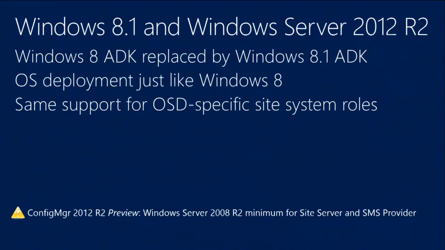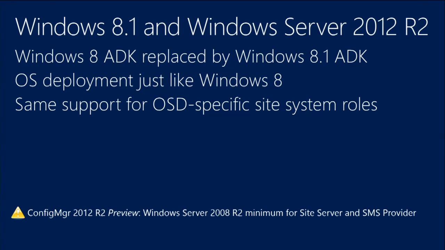Really, with respect to OSD, the big add here is support for Windows 8.1 Preview and Windows Server 2012 R2. In very much the same way as Jason talked about earlier, with SP1 adding support for Windows 8 and the Windows 8 ADK. With R2, we're adding support for 8.1 and the 8.1 ADK. So we are replacing that version of the ADK. As Jason mentioned earlier, that's very closely tied with the version of the OS. So in order to support the newer OS, we also need to support that version of the ADK.